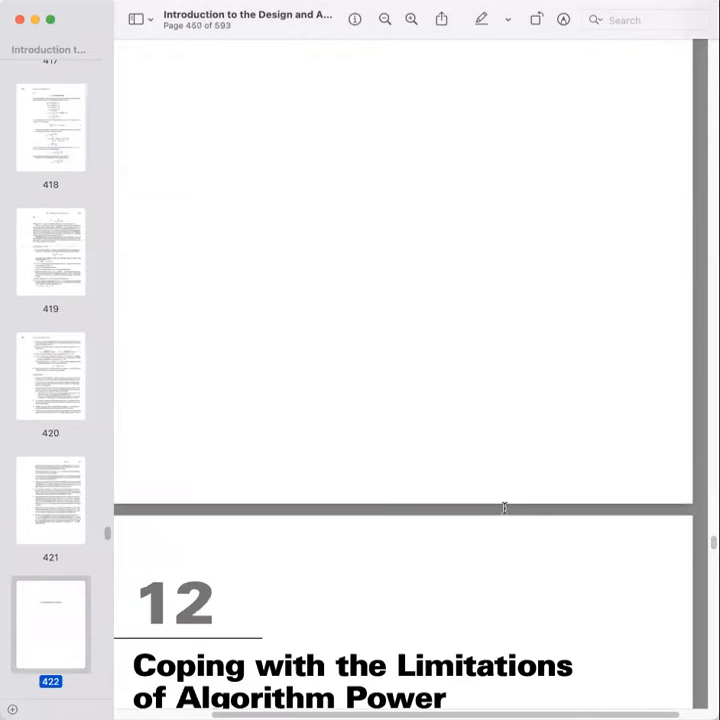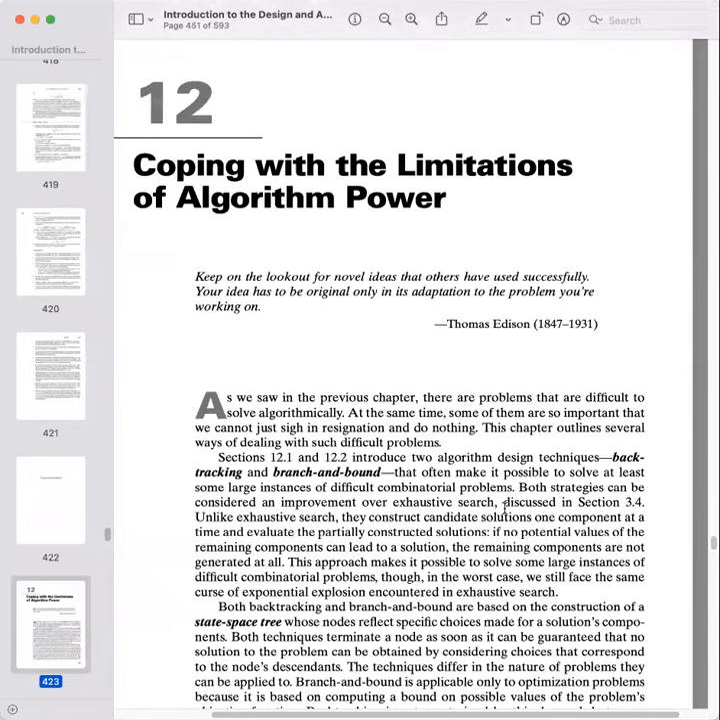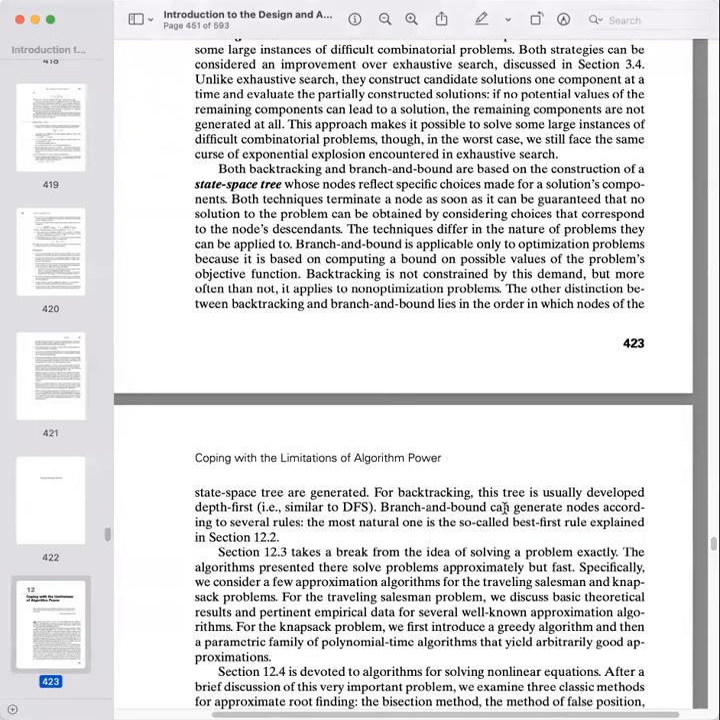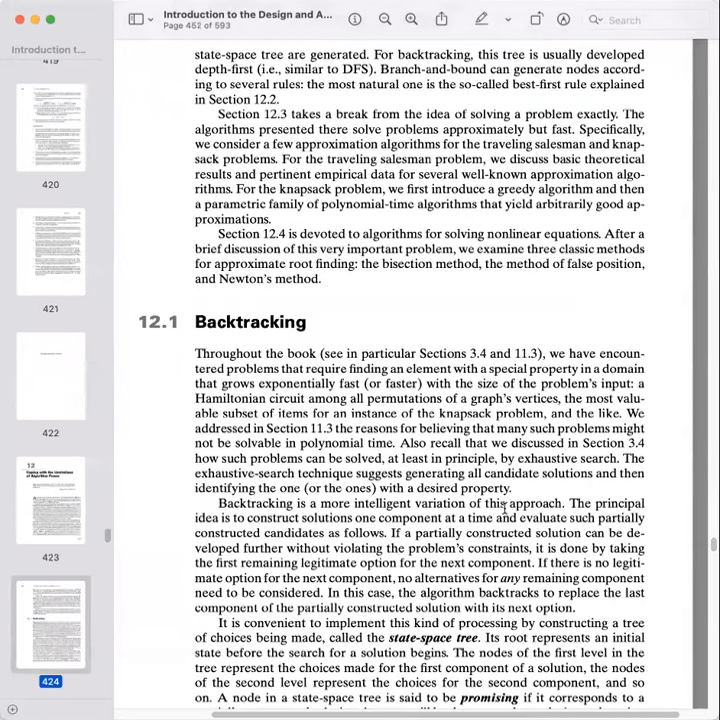Okay, that gets us then to chapter 12, which again is a pretty useful chapter. It's basically going to be when we have problems that are difficult, we still have to solve them. We can't just run away, right? We have to have a way to get through them. So we're going to deal with some ways that we can deal with these difficult, intractable problems. They're similar in some ways. The first is backtracking.